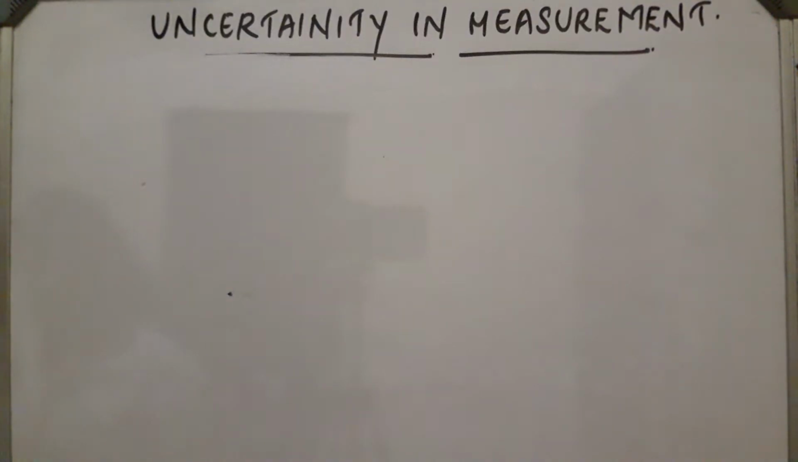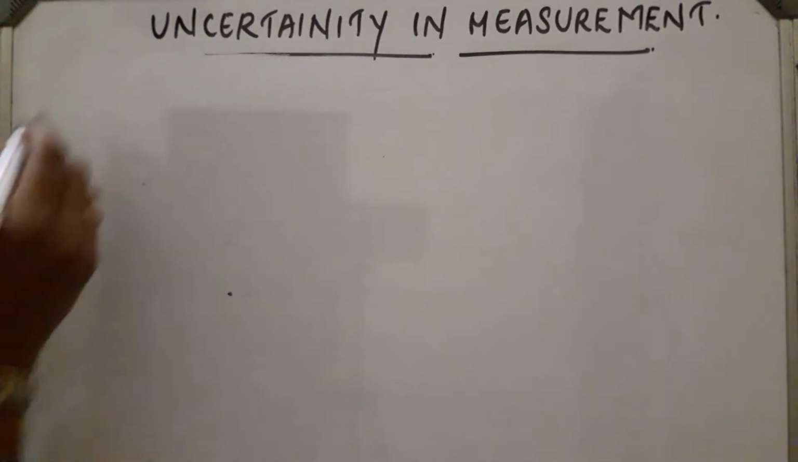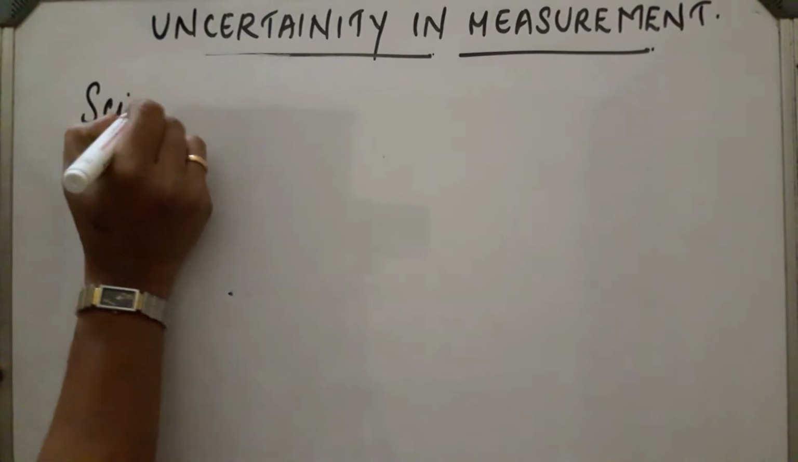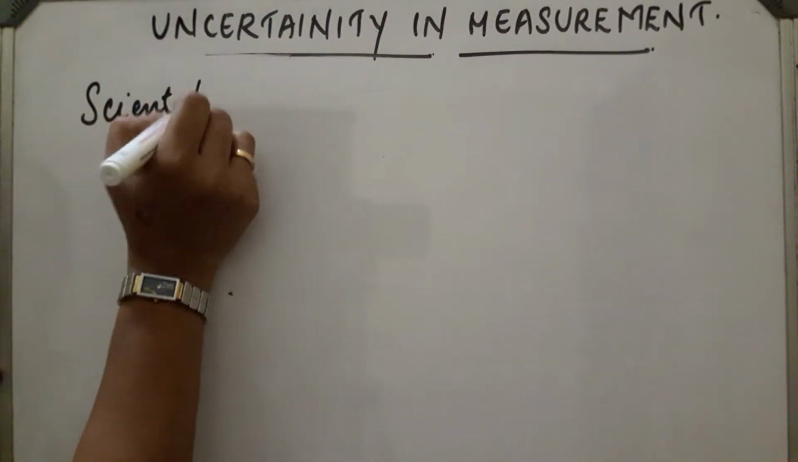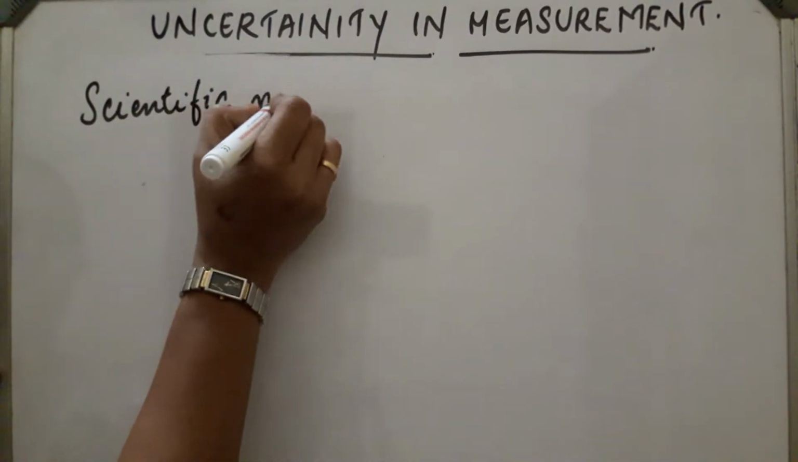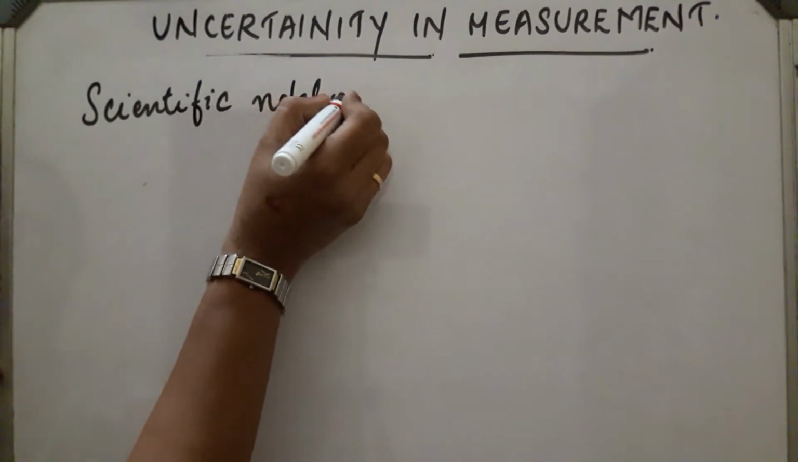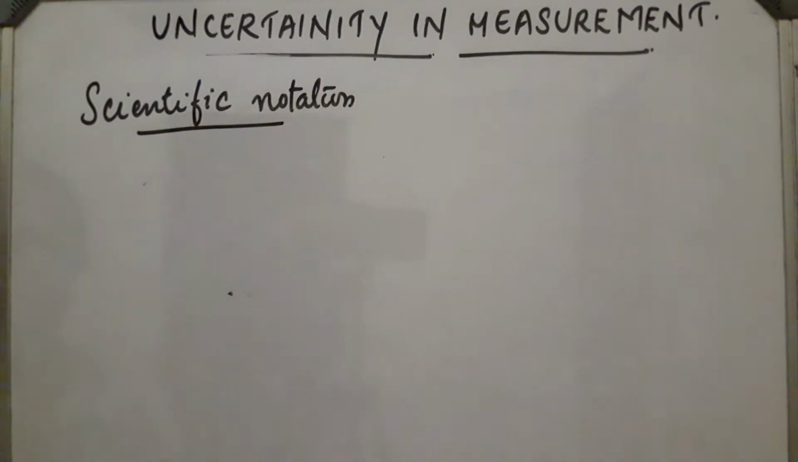Uncertainty in measurement. First one is scientific notation. What is meant by scientific notation? If measurements are too large or too small, it is very difficult to represent them. In such cases, we use this scientific notation. This scientific notation is an exponential notation which is used to represent numbers.